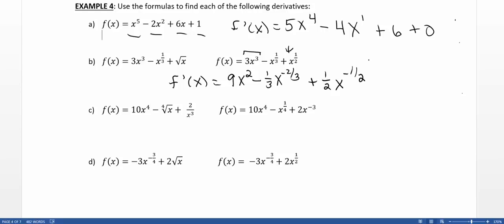So for now, just keep practicing the rules and don't worry so much about algebraic simplification of your answer.